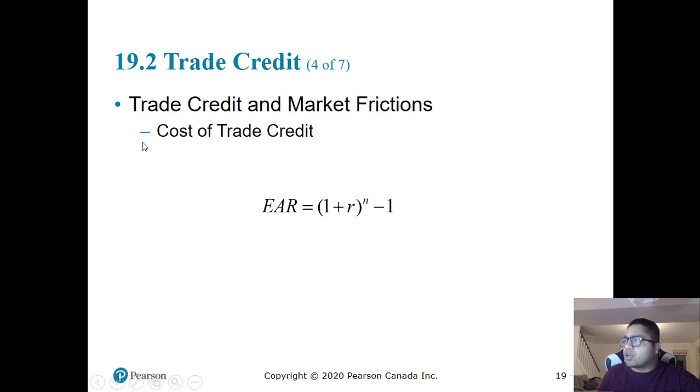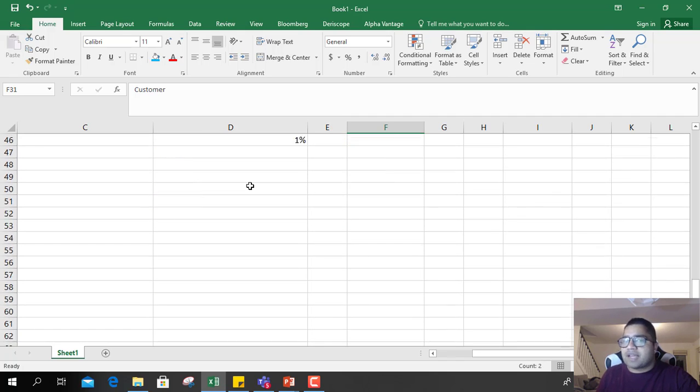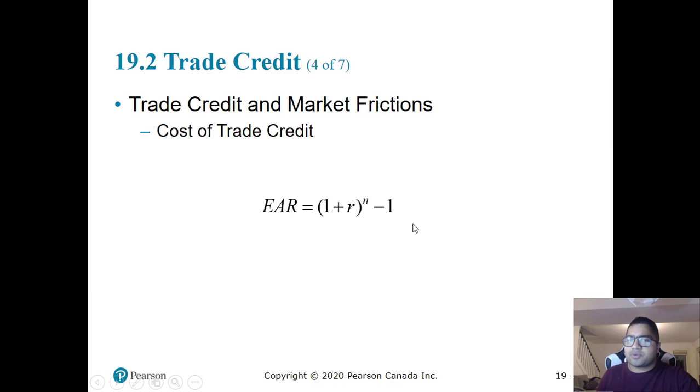So what is the cost of credit? We have discussed that when a supplier gives you credit, he is financing you. And when you give credit to customers, you're financing them. So there should be a percentage that you are getting financed for. So how to calculate that percentage? That is what we are going to discuss. So cost of credit is calculated as EAR, effective annual rate, (1 + R)^n - 1.